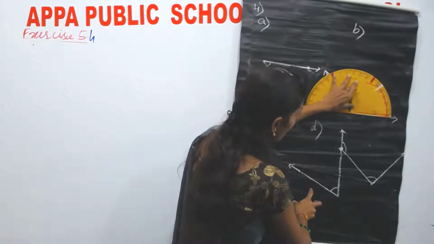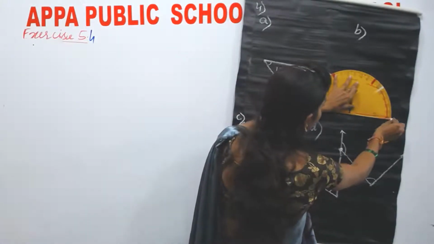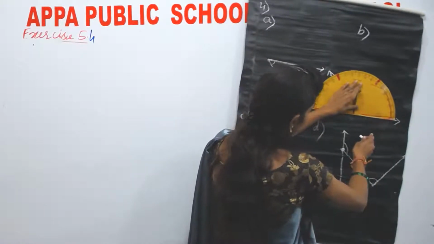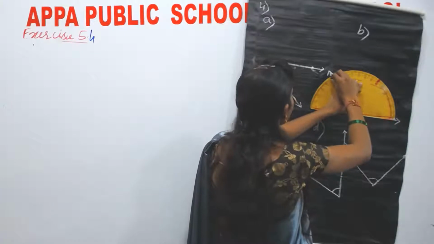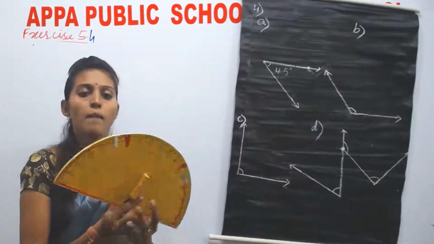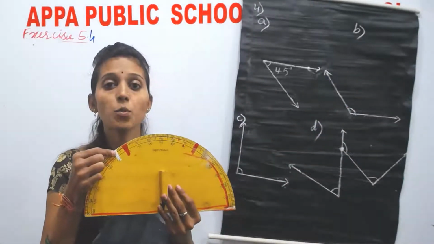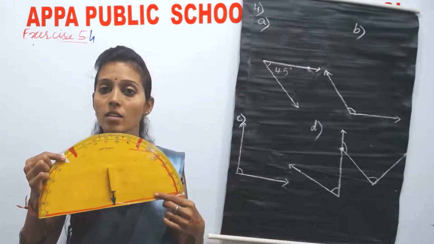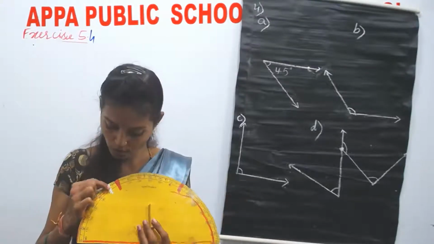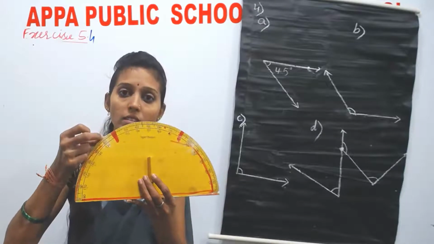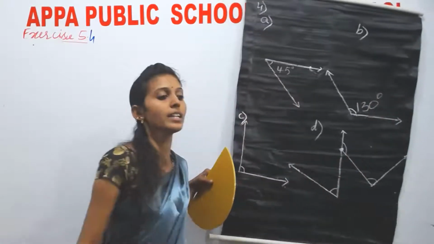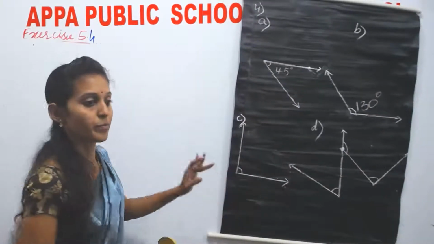See. Center point, baseline. See the baseline. Right? Now, see where the final ray is. Here is our ray, isn't it? So, measure. It's 130, because the baseline was here. On this side, 0 is inside, so we have to refer to the inner scale. So it is 130. See here? It is 130 degrees. Right? Yes.